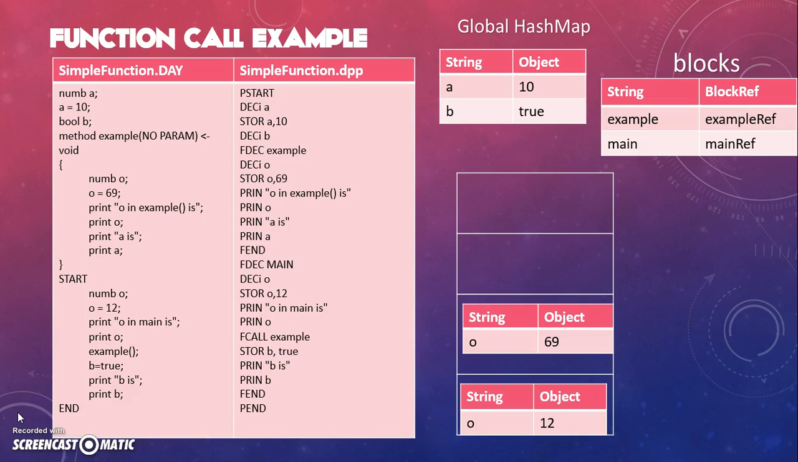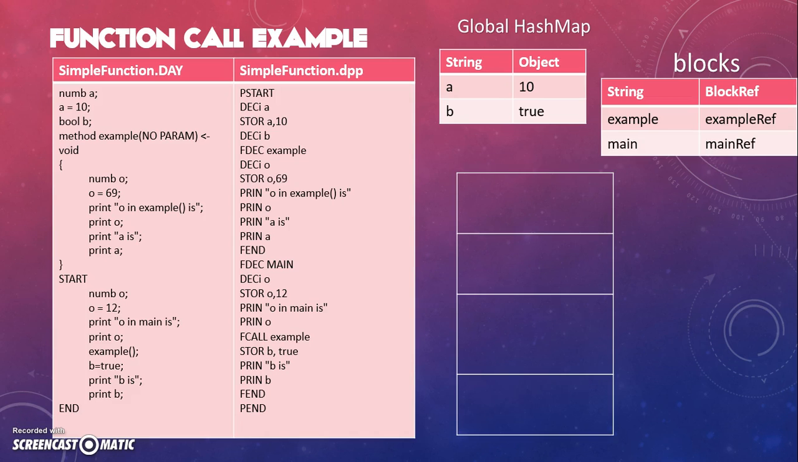When print A is encountered, the local hash map is scanned. If the variable is not present, then the parent hash map is checked. Since here the global hash map is the parent, A's value is retrieved from the global symbol table and printed. Once the function is completed, the hash map gets popped off the stack. Control returns to main and the remaining instructions are executed.